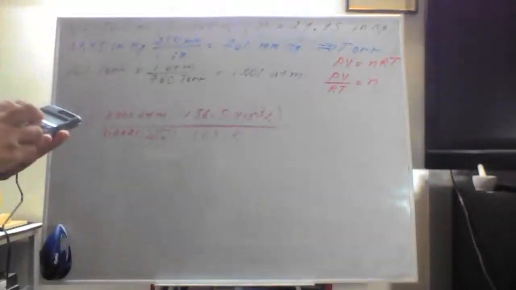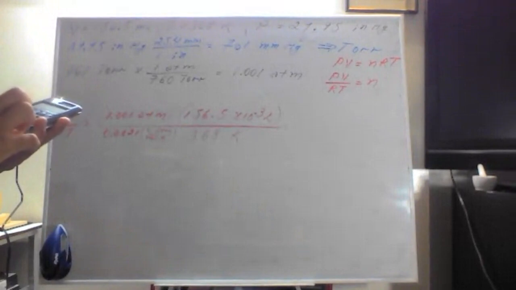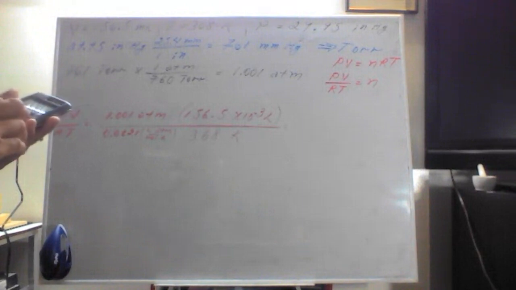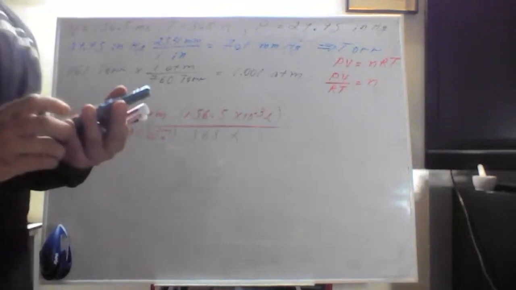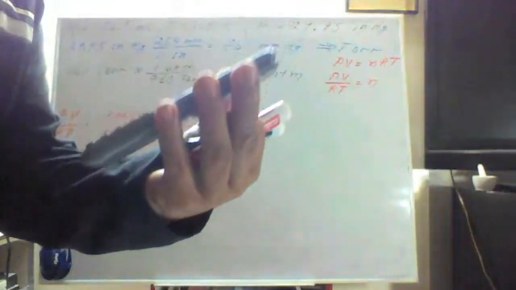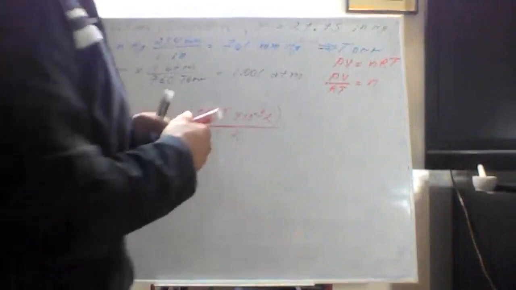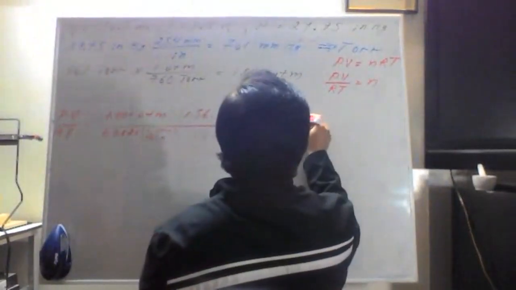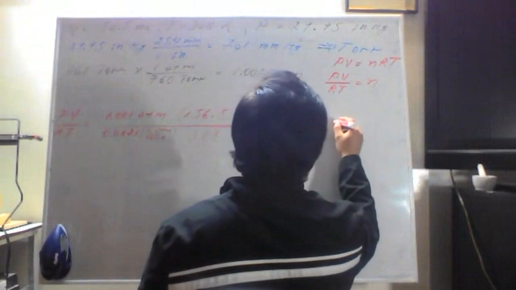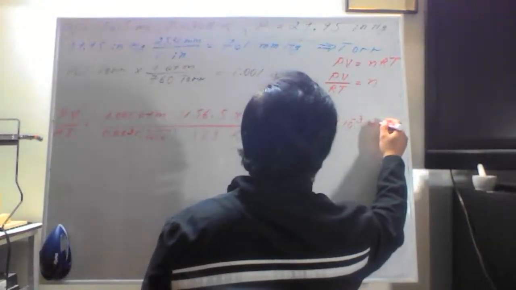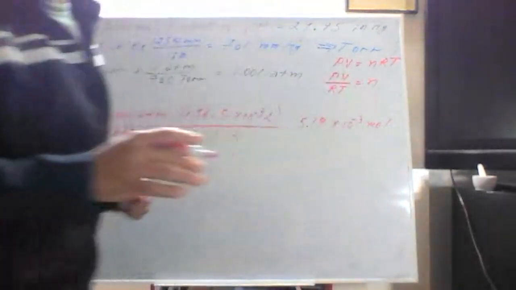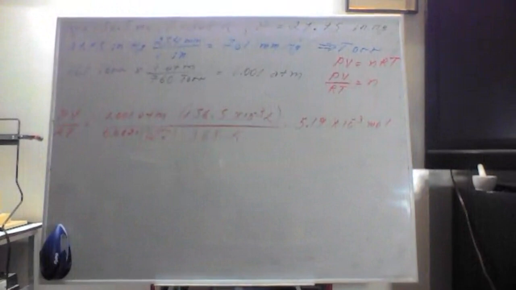From that we get our answer in moles. So we write 1.001 times 156.5 times 10 to the minus 3 liters divided by the product of 0.0821 times 368. And that's what you get, like 5.19 times 10 to the minus 3. And these are the number of moles of molecules inside that flask when everything vaporizes.